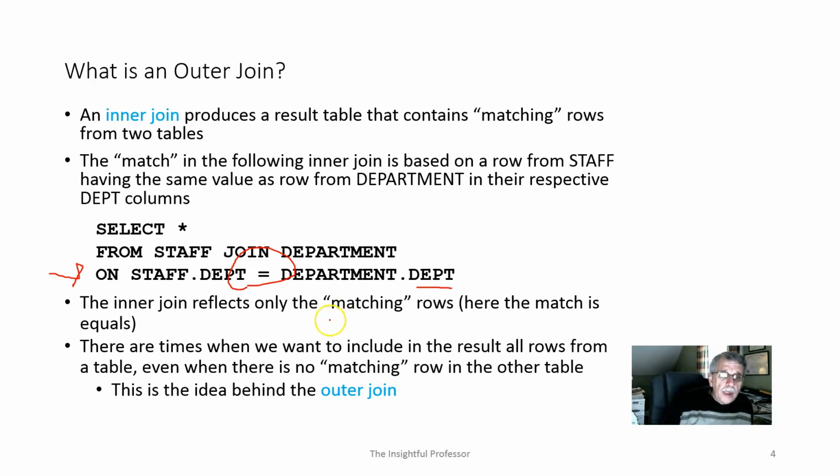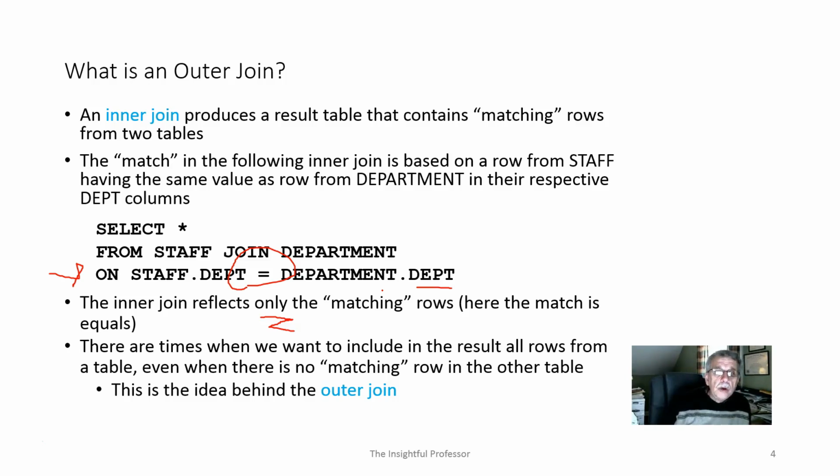But the point is we get only the matching rows. So if you have a row from staff that has a department ID for which there is no matching department ID in the department table, that row from the staff table will not be present in the result. And similarly, if we have a department row with a department ID that is not found in any of the staff rows, that row from the department table will not be present in the result. So those rows are considered to be non-matching rows. They are not part of the result of the inner join.